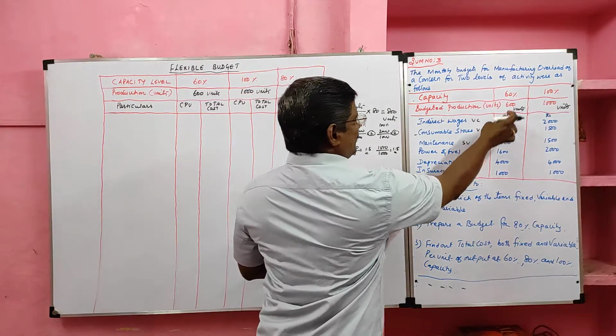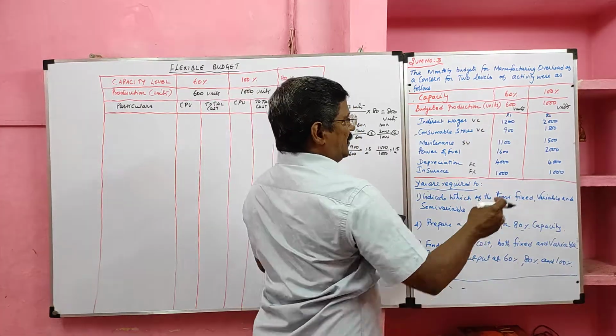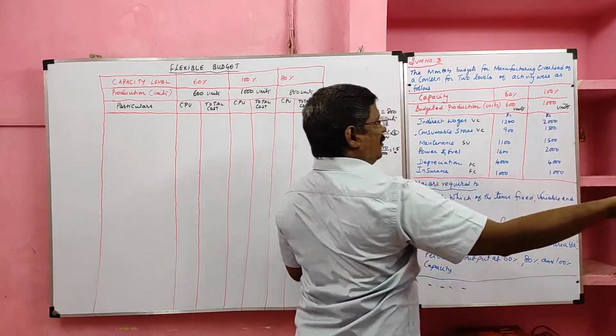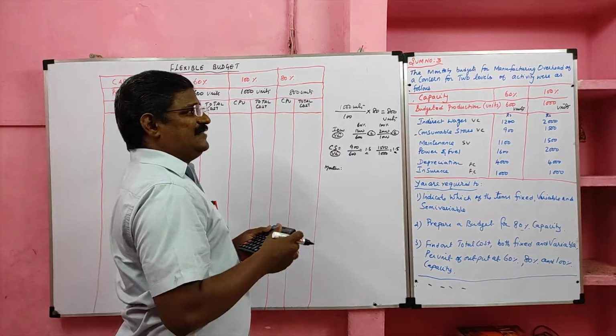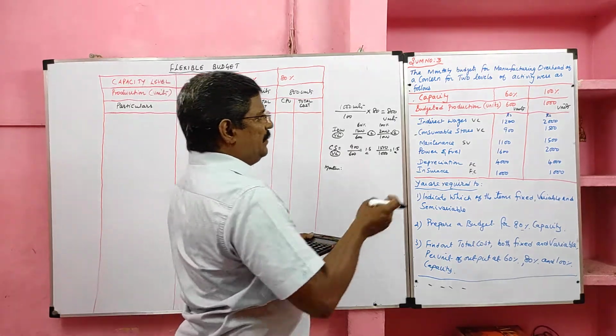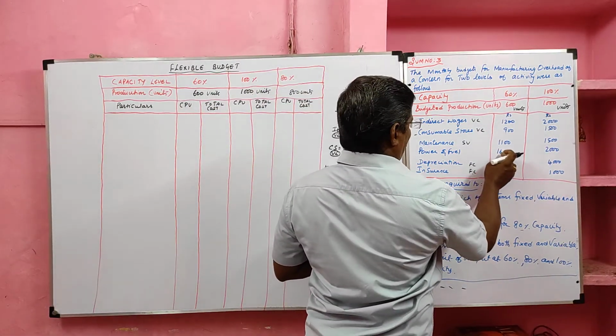1100 divided by 600, we are getting 1.83. 1500 divided by 1000, we are getting 1.5. So cost per unit, we are not getting the same value. So we can consider this one as semi-variable. Then go to the power and fuel.